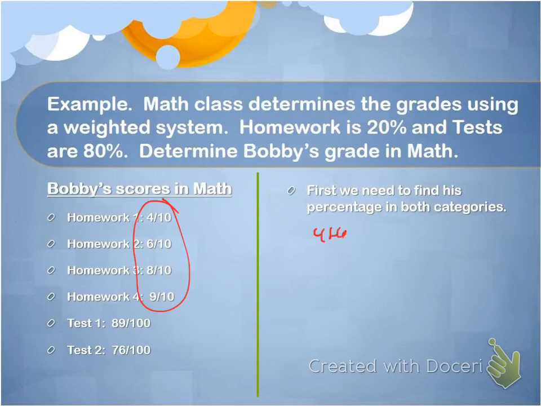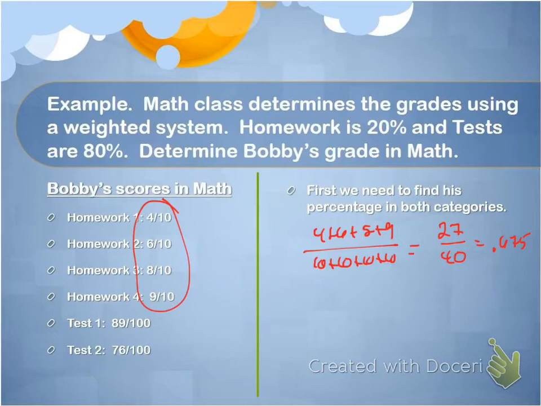So 4 plus 6 plus 8 plus 9 divided by 10 plus 10 plus 10 plus 10, which gets us 27 divided by 40, right? And so 27 divided by 40 gets you 0.675. So he's got a D plus for his homework, right?